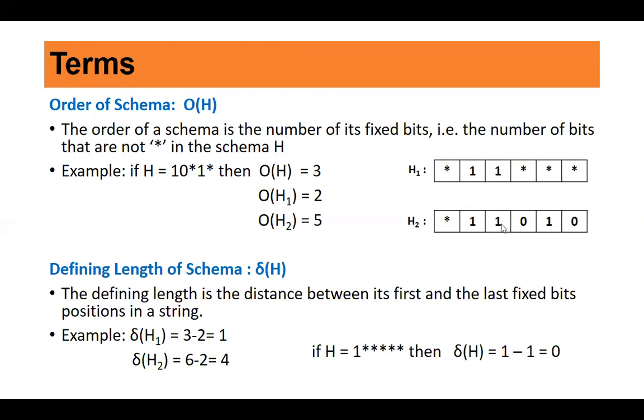So these are the fixed bits. These are the fixed bits, right? It is the number of bits that are not star in the schema. So for example, if you have a schema H, right?